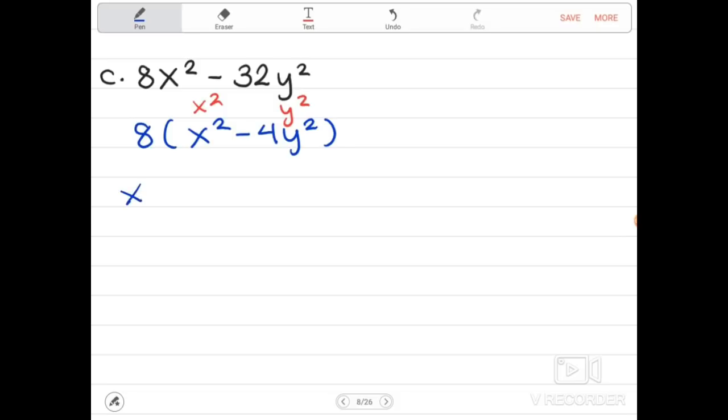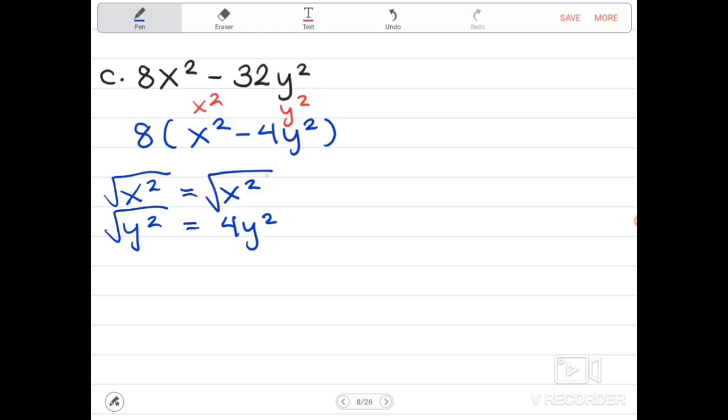So, x squared is equal to x squared. And y squared is equal to 4y squared. Get the square root. So, x is equal to x, and then y is equal to 2y. Then, we shouldn't forget our common monomial factor, 8.